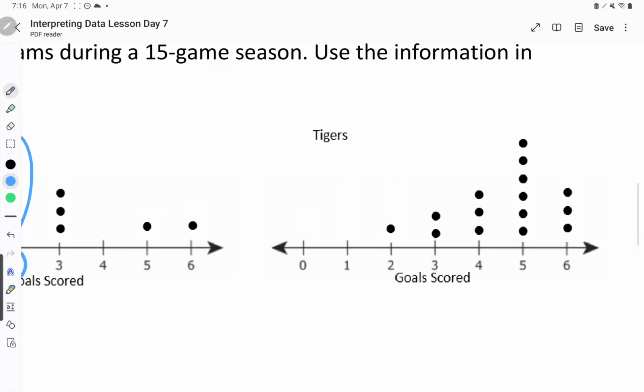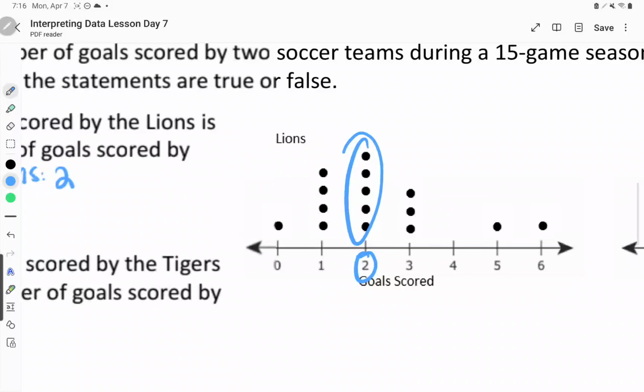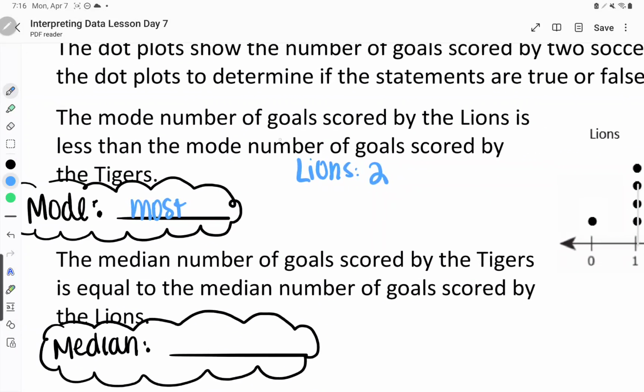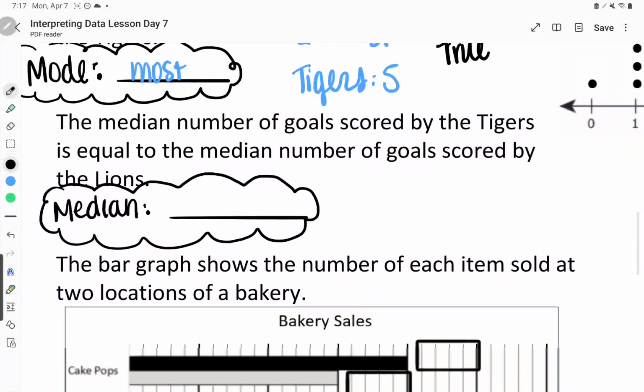And then looking at the Tigers, what is their mode? Their mode is 5 because it has the most dots. So is it true that the mode number of goals scored by the Lions is less than the mode scores by the Tigers? Yes, that is true because Lions is less than Tigers. This one says the median number of goals scored by the Tigers is equal to the median number of goals scored by the Lions. And what's another name for median?